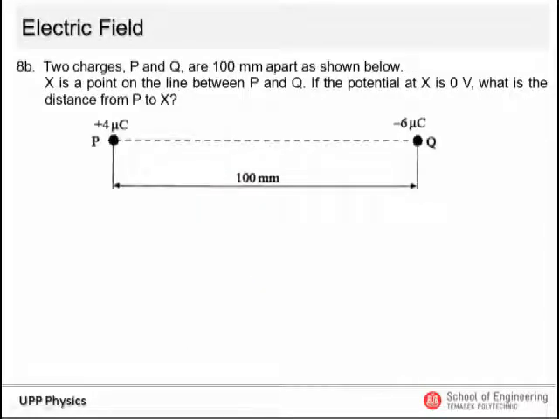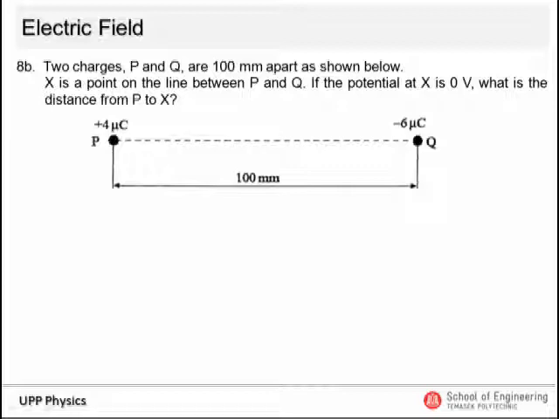Let's take a look at the second part of this question. Two charges P and Q are 100 mm apart as shown below. X is a point on the line between P and Q. If the potential at X is 0 volts, what is the distance from P to X?